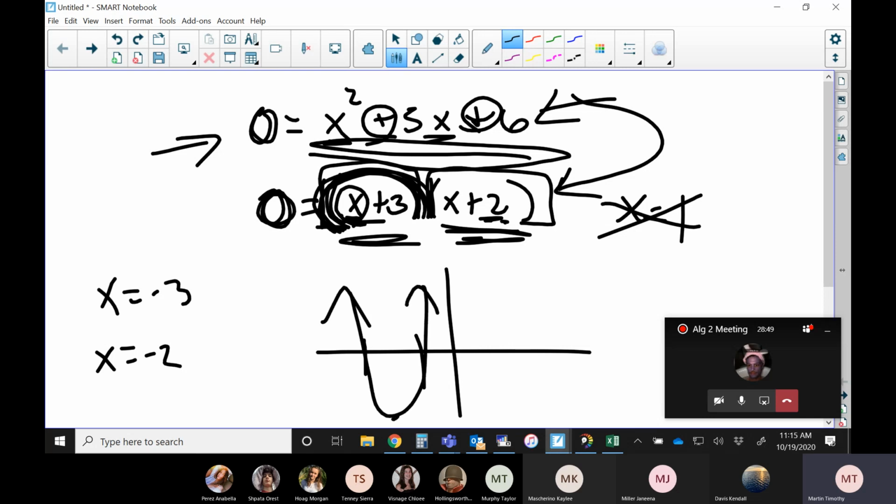By the way, how did I know this thing was facing up? Because it was positive, right? All this stuff is coming together. Now, I don't know what the vertex was. I didn't do the opposite of B like I could have, right? But I found the x-intercepts.